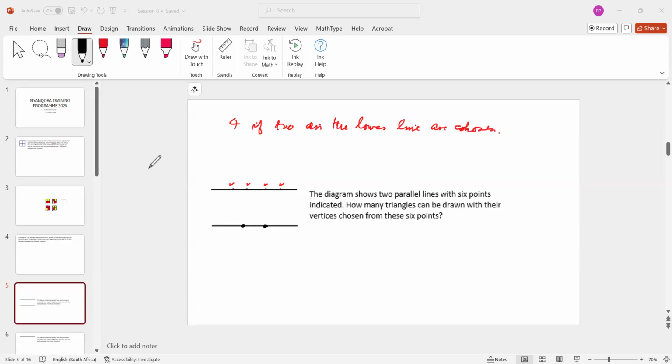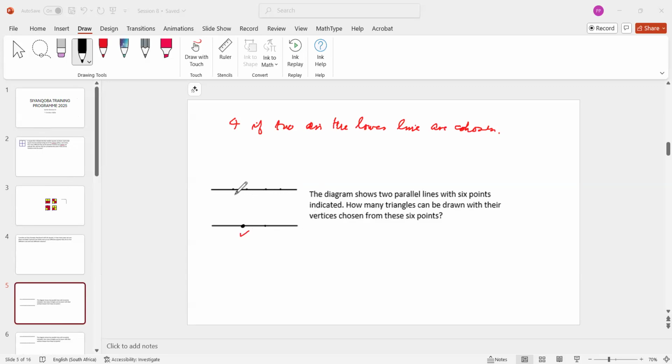Okay. Now, suppose instead you choose only one point in the lower line. What does that mean? If you choose only one point in the lower line, then I have to choose 2 points in the top line. So I could have chosen this point here and choose 2 points in the top line.